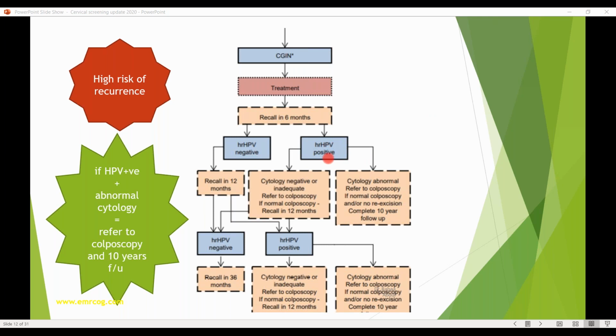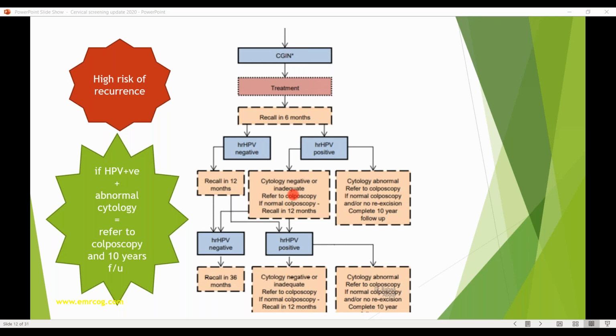Okay, so going to the other possibility on the other hand: HPV came positive. Oh my God, so reflex cytology. Let's say that the reflex cytology came negative or inadequate. Here it's very important because it will make a difference in the plan of the follow-up. We have said HPV positive, we have to do reflex cytology. After the reflex cytology is done, the result is either negative or inadequate. What shall you do? Here, you will refer to colposcopy. Colposcopy came negative, so recall in 12 months.